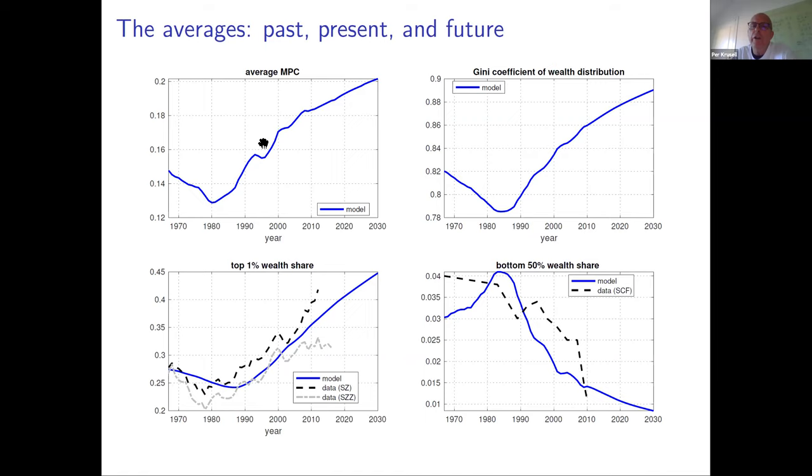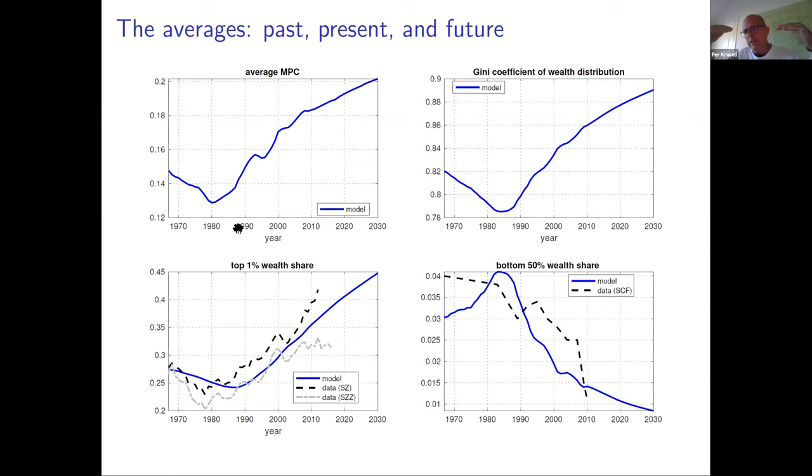So we're not at 0.4 in 2030, because we predict what's going to happen going forward. They're up at 0.2, which is not 0.4, but still much, much higher than the standard model. Moreover, the shape follows the shape of the wealth distribution, the shape of either the Gini or these shares. Ignore the stuff bottom right. It doesn't play a big role here. So we get the average MPCs to go up a lot.